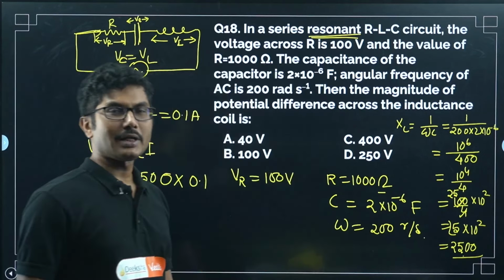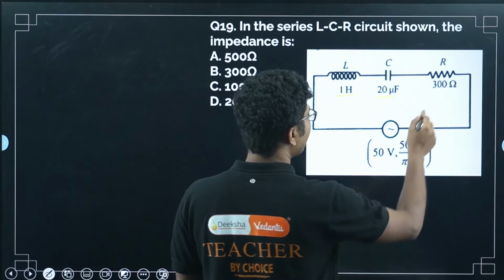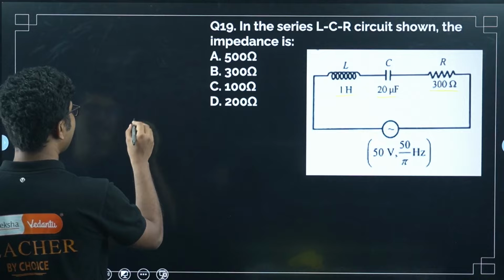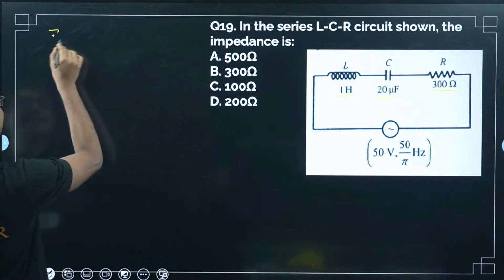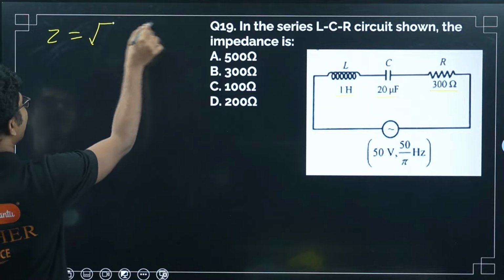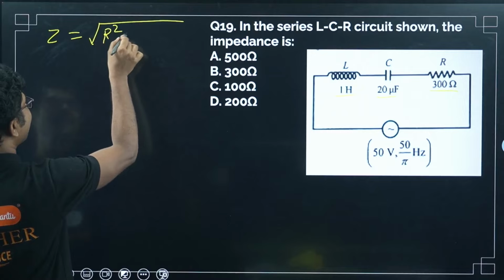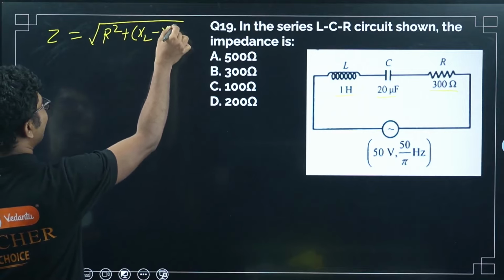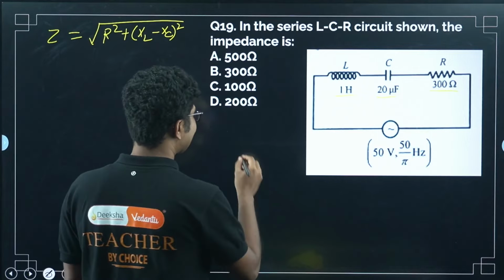Now, in the series LCR circuit shown, the impedance is? Here L is given as 1 Henry, C is given as 20 microfarad, R is given as 300 ohms. So what is the impedance? Impedance Z is the square root of R square plus XL minus XC whole square. So first we will calculate XL.